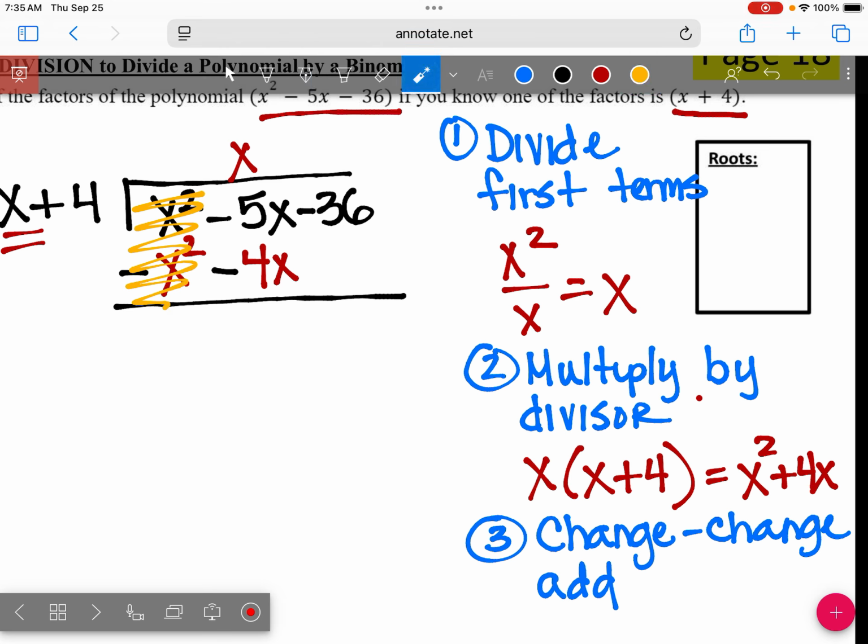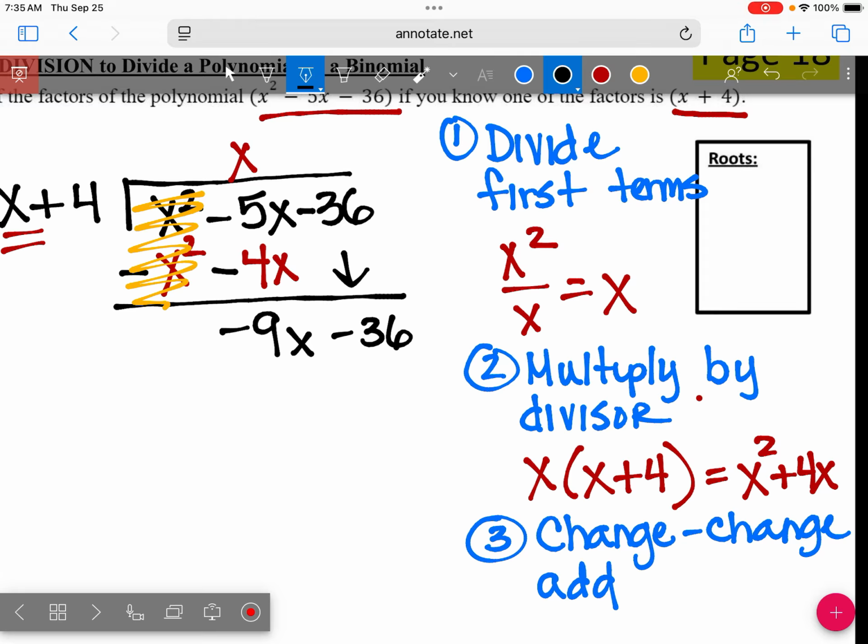What do you get when you add these together? This is what I'm doing in pre-calc today too, long division. What do you get when you add these two together? Negative 9x. Bring down the negative 36, and we're going to do this one more time.